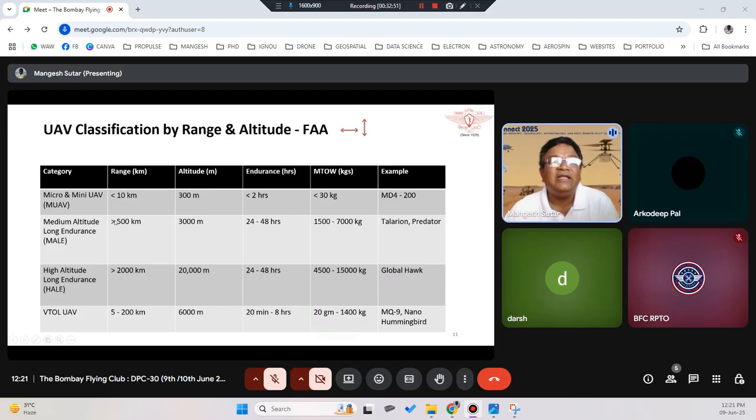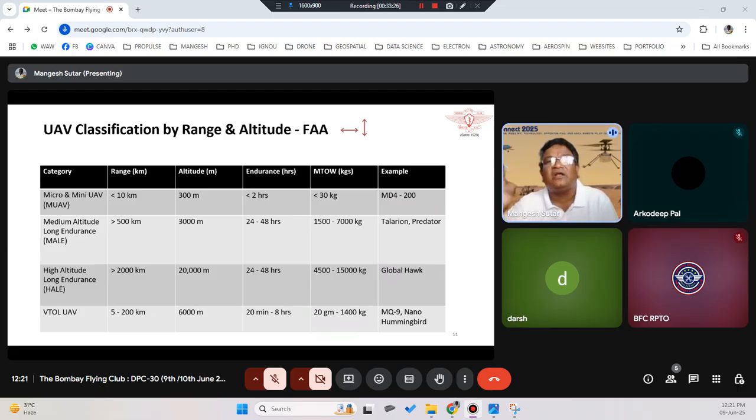Second is medium altitude long endurance, MALE. So what does medium altitude mean? 3000 meters, that means 3 kilometers in altitude it can go up. Whereas the range, the long range, is 500 kilometers, so this is quite a big range. See the endurance capacity of this drone, 24 hours to 48 hours. So for almost 1 day to 2 days, it can continuously fly in the air, keep on flying in the air.